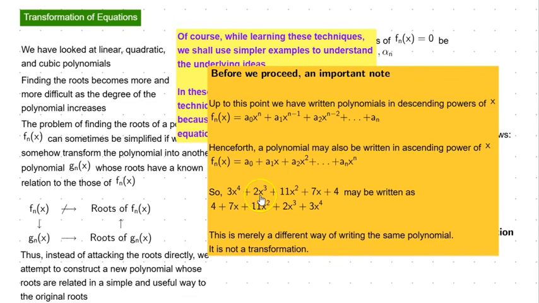And as you can see, this is merely a different way of writing the same polynomial. It is not a transformation. Just the order in which we write is changed.